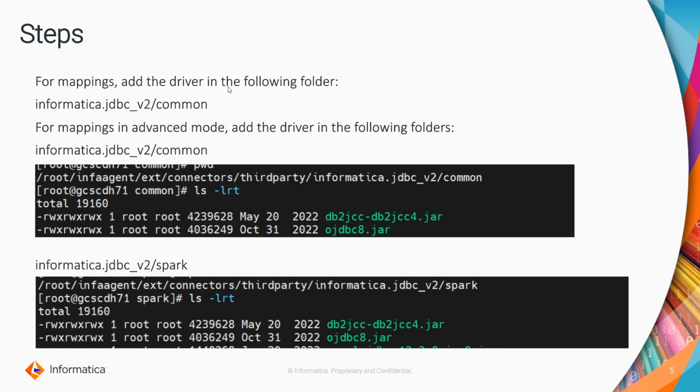If you are running a normal CDI mapping, then you need to create a directory with the name common, and if you are running the mapping in advanced mode, then you need to create a directory with the name Spark. After you create these directories, you need to place the downloaded Type 4 JDBC jar in this location, that is /common and /spark.